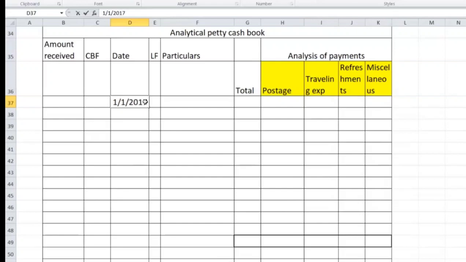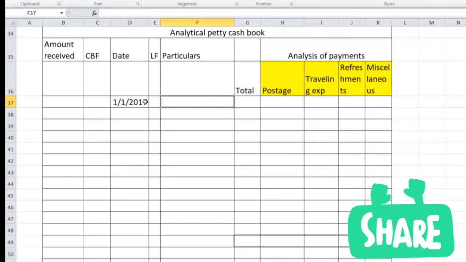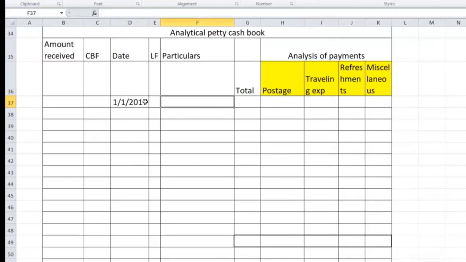What is the first transaction? Received cash from head cashier. Already we have discussed this in the analytical petty cash book. For both debit and credit, the particular column and date column are the same. Only the amount received, and on the credit side the expenses, you have separately. The first transaction is received cash.